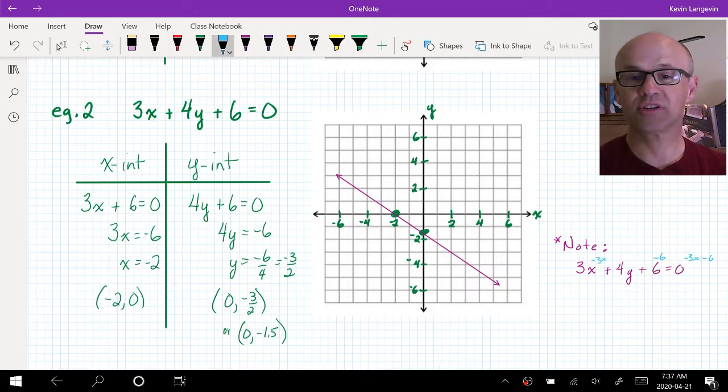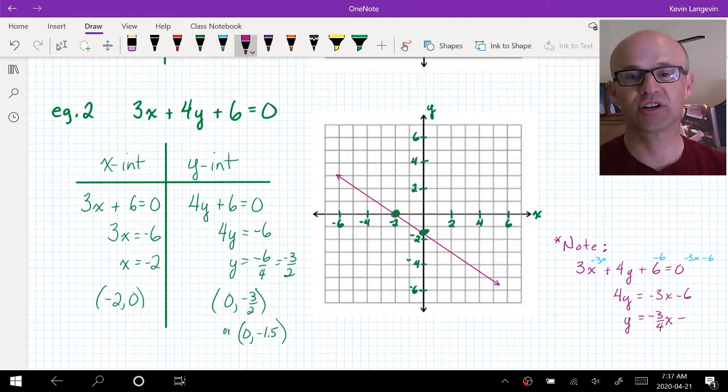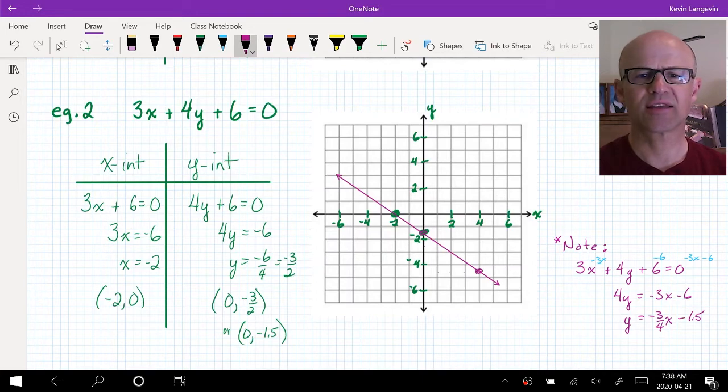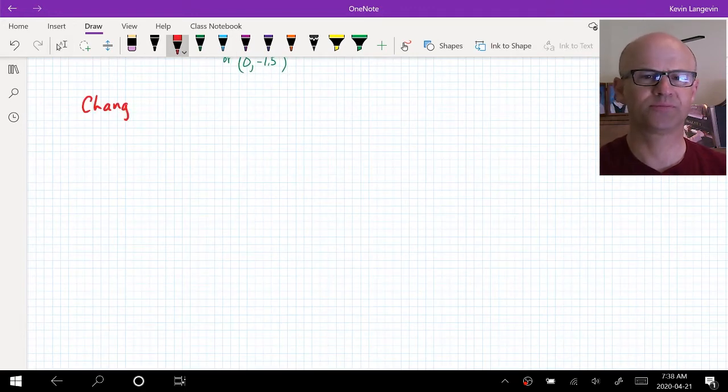Using algebra, please note, if we didn't like this, we could rearrange the equation as I'm doing down below. We could then take that, and I'm marking off some purple dots approximately where it would be using my -3/4 slope.